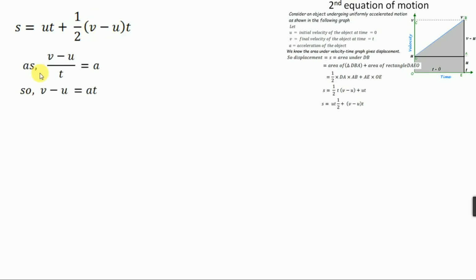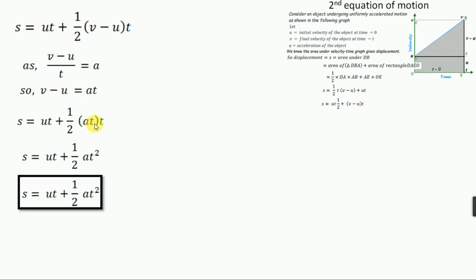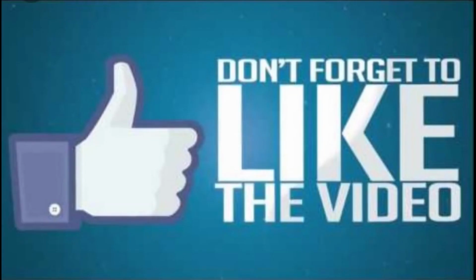To change this we can make use of the first equation, that is A is equal to V minus U by T. If you take this T this side, you will get V minus U is equal to AT. So I'll put V minus U is equal to AT. Here you can see that instead of V minus U I have written AT. Next I'll multiply this 2, and this is the second equation. Displacement is equal to ut plus half at square.